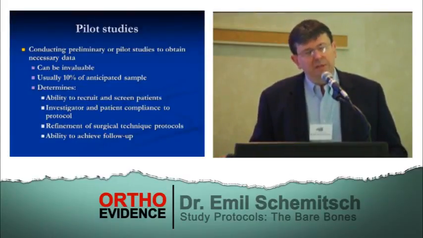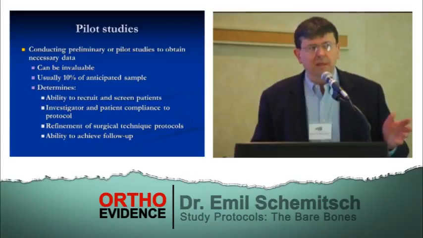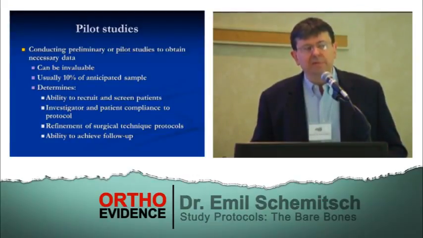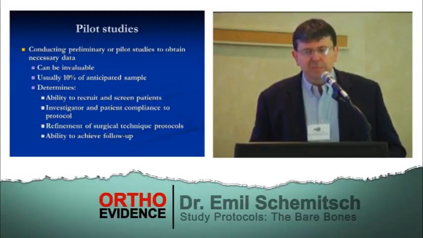They are usually about 10% of an anticipated sample. So if you're doing a 2,000 patient trial, you're looking at maybe doing a study of 200 patients, and that basically shows the people looking at the grant that if you can get 200 people into the study in a certain defined timeline, that you'll probably be able to do the pivotal study. So it determines the ability to recruit and screen patients, investigator and patient compliance to the protocol.